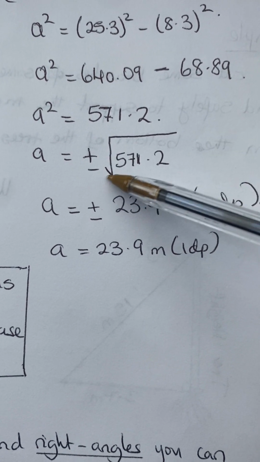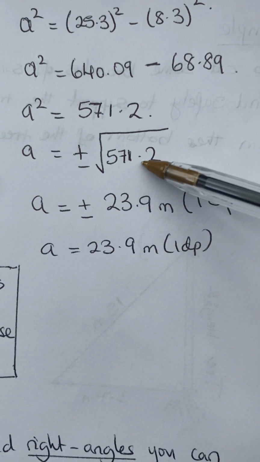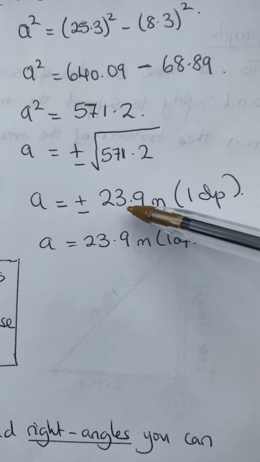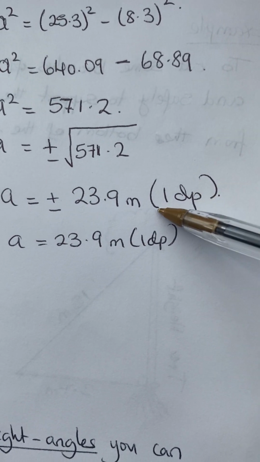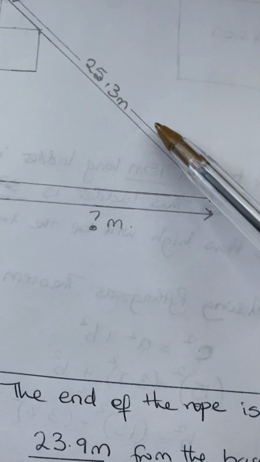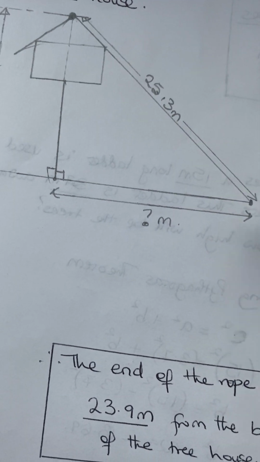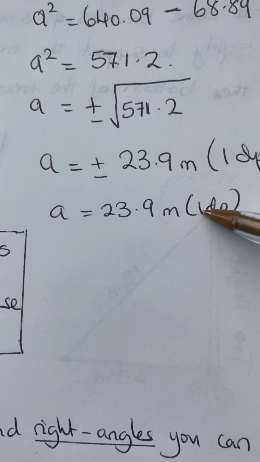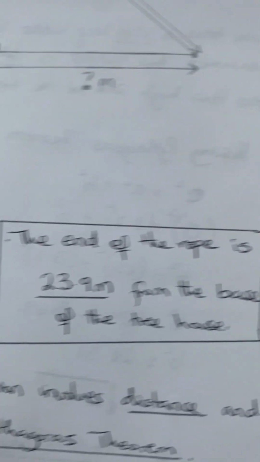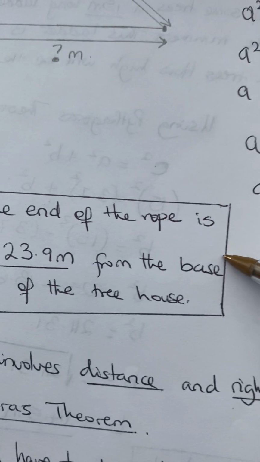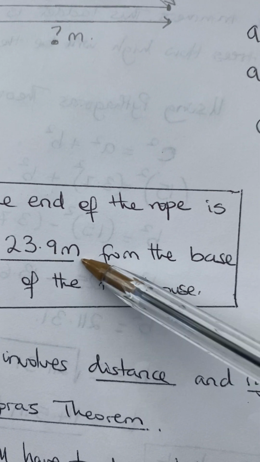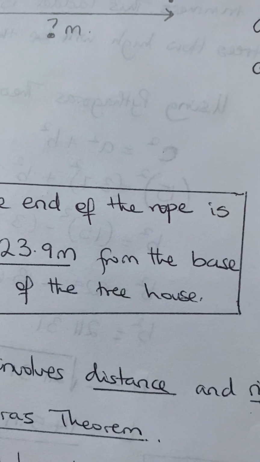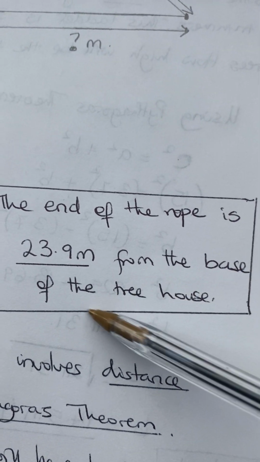A will be equal to plus or minus the square root of 571.2. So A now will be plus or minus 23.9, to 1 decimal place. Our unit is in meters, so our answer should be in meters. So we need to get the rope from the top to the ground, away from the foot of the tree house, about 23.9 meters. That is to 1 decimal place, or 24 meters, which is our nearest whole number. Therefore, the end of the rope should be about 23.9 meters to 1 decimal place, or 24 meters from the base of the tree house.